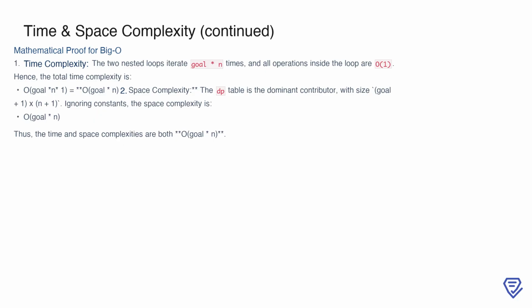Turning to space complexity, the dominant factor is the size of the DP table, which has dimensions goal plus 1 by n plus 1. Ignoring constants, this gives us a space complexity of O(goal * n). Therefore, both the time and space complexities of the solution are efficiently bounded at O(goal * n), making it highly scalable for larger inputs.